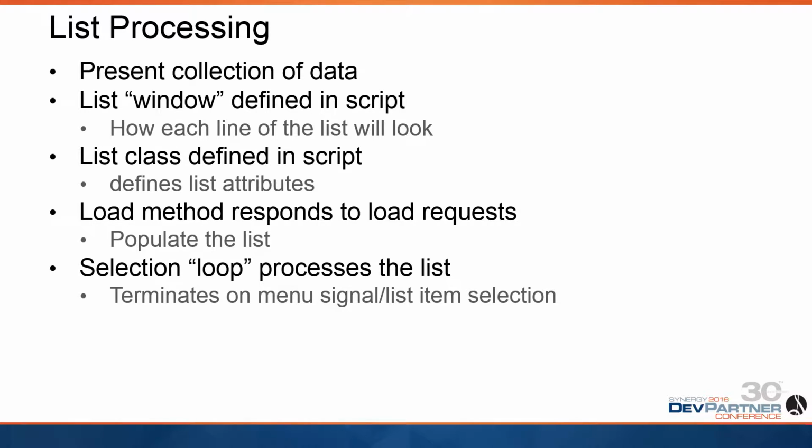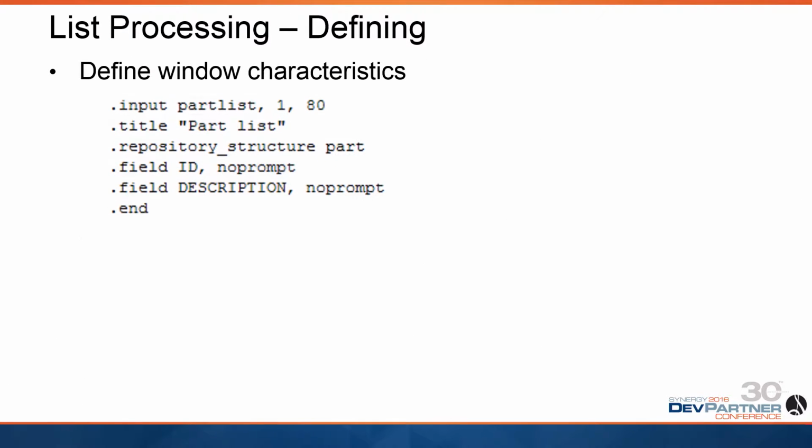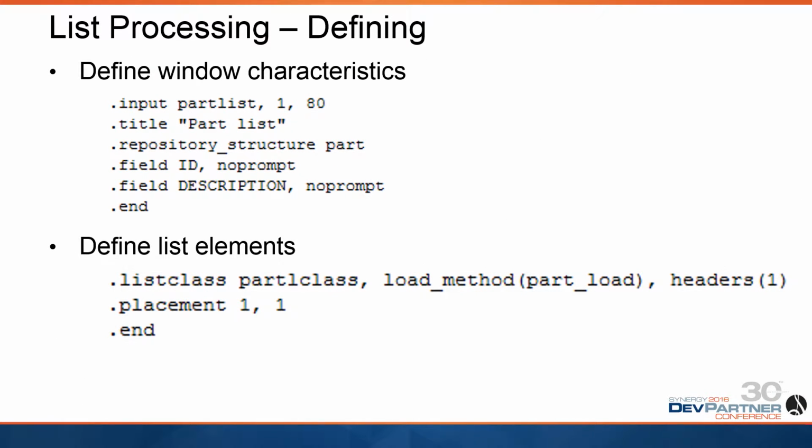The load method will populate the list, and then we'll write code to go into a loop that says, well, else select this list until they either press a menu or they select an item in the list. So we define the window characteristics. 99.9% of the time it'll be a single line. And we don't do list input because that's never really worked in the toolkit.